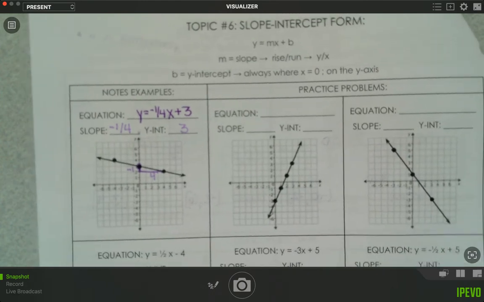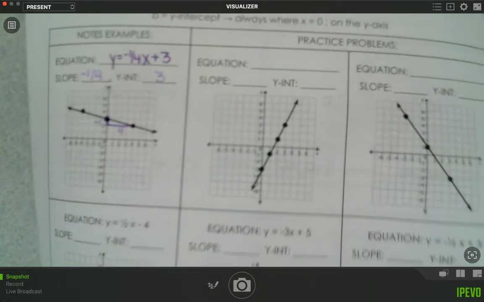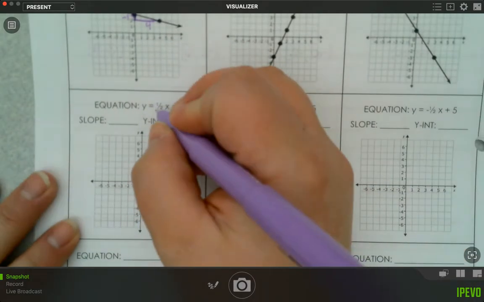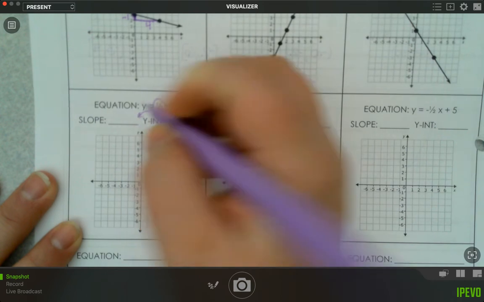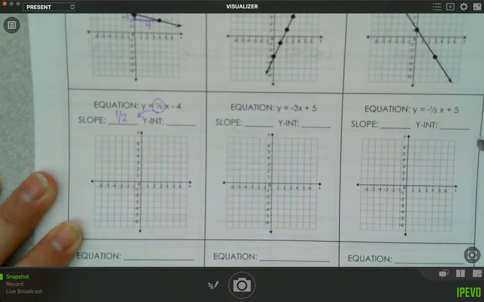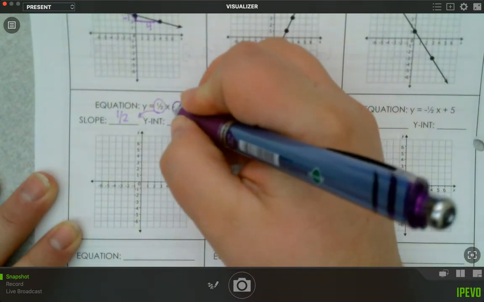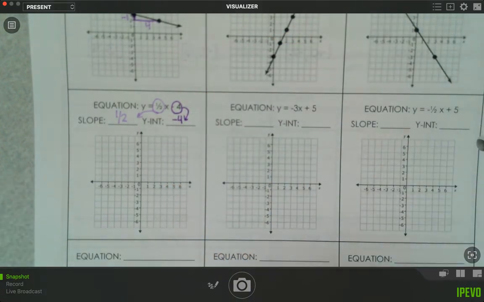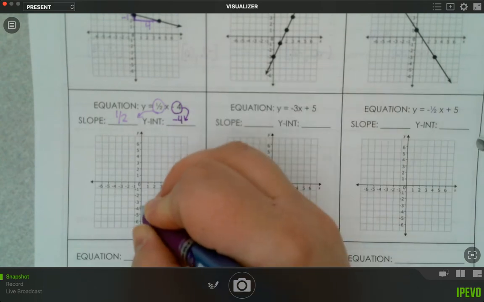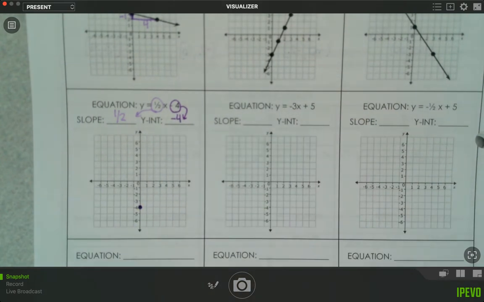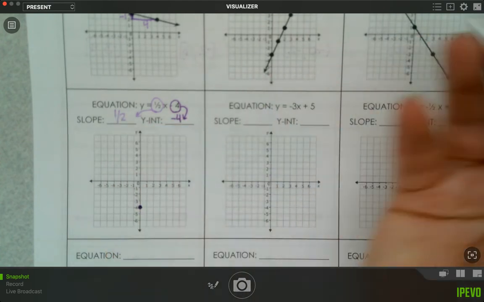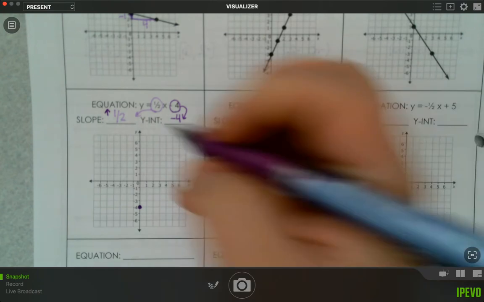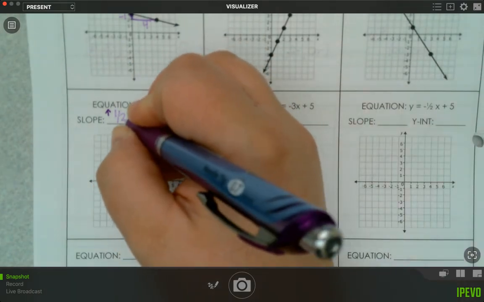Okay, the same thing works for reading these graphs backwards. You are going to make the first number the slope and the last number the y-intercept. This means that this graph will start on the y-axis at -4. And since the slope is 1/2, that means your rise is going to be 1, so you're going to go up 1, and your run is going to be 2, so you're going to go right 2.